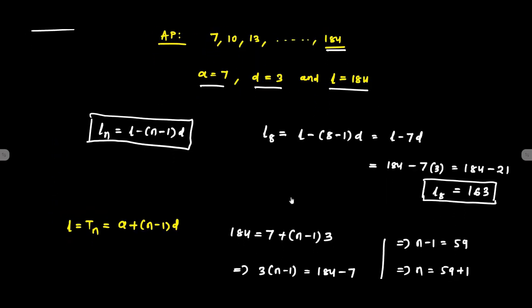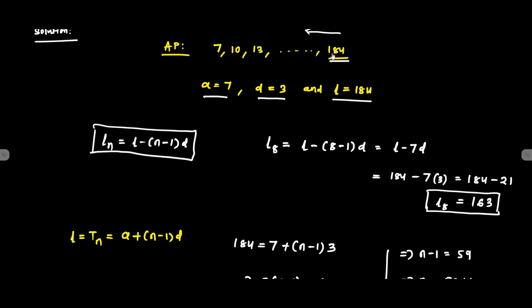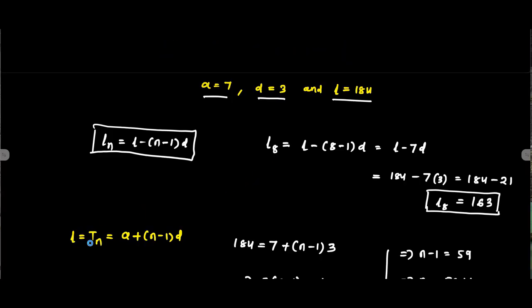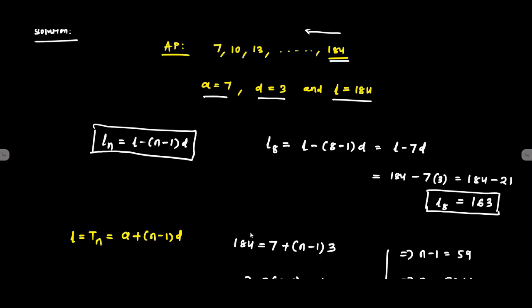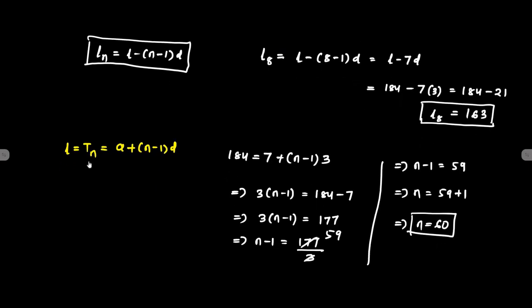Okay, so this is the thing. Deliberately we have chosen the last term and we used the general nth term of the AP from the beginning. We have used that equation, the general nth term from the beginning, and we just put the values and got the result, that is n is equal to 60. Okay, so here is the solution, n is equal to 60, using the general nth term from the beginning, and we have put the last term in this equation.